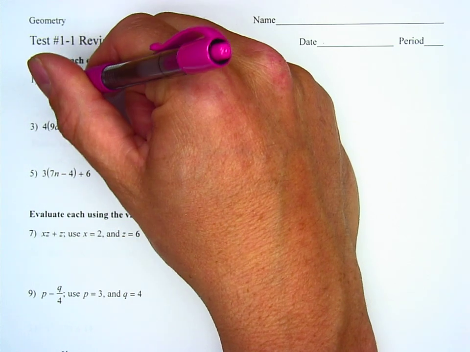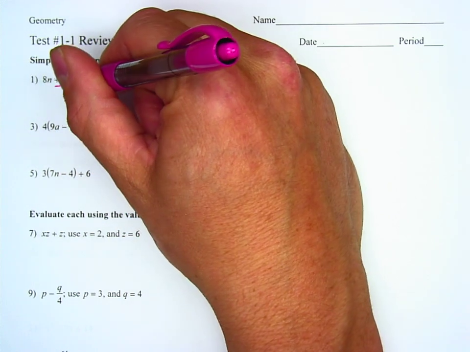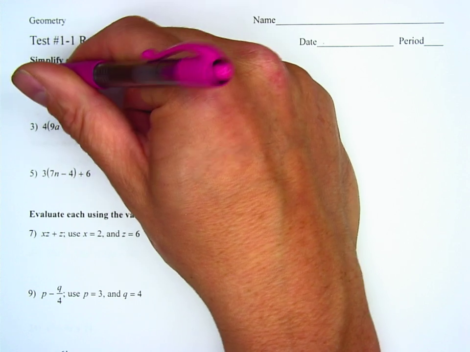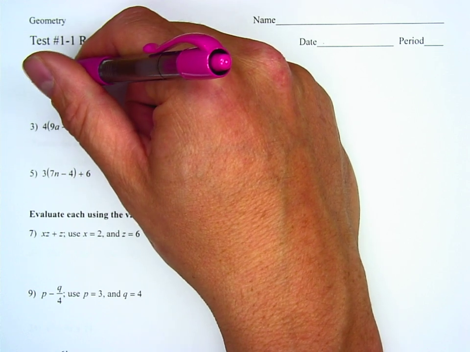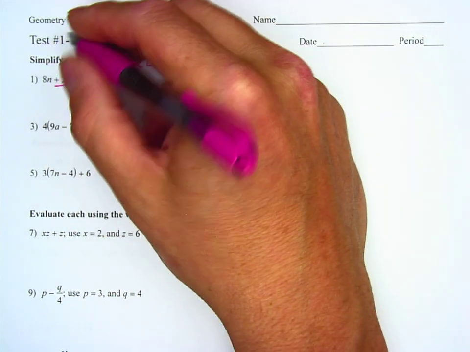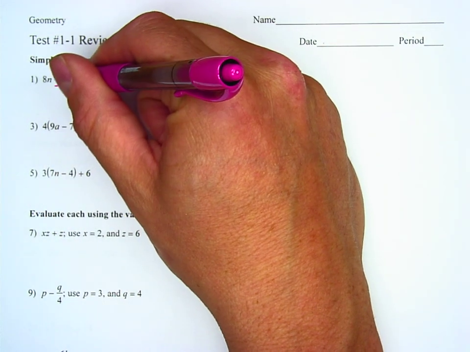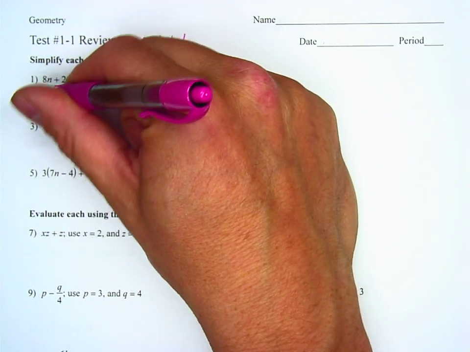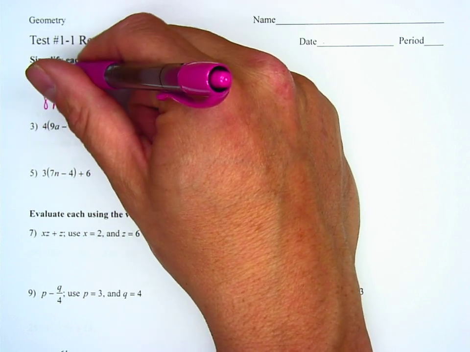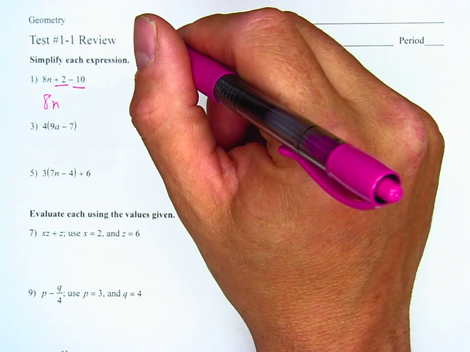So on question 1, the like terms are positive 2 and negative 10. They are both constants. 8n is a variable. It's got a variable attached to it. A linear term, in other words. So we're going to combine the positive 2 with the negative 10, or the plus 2 and the minus 10. Again, plus or minus and negative kind of means the same thing when you're doing add and subtract.